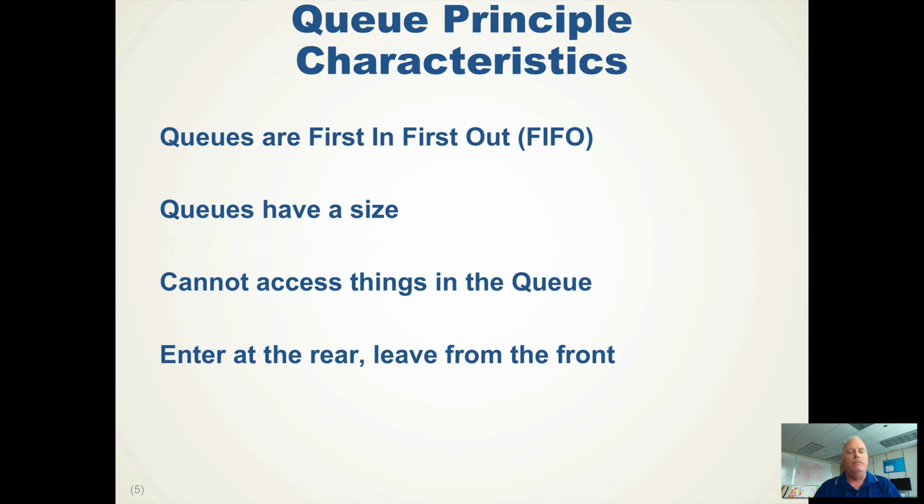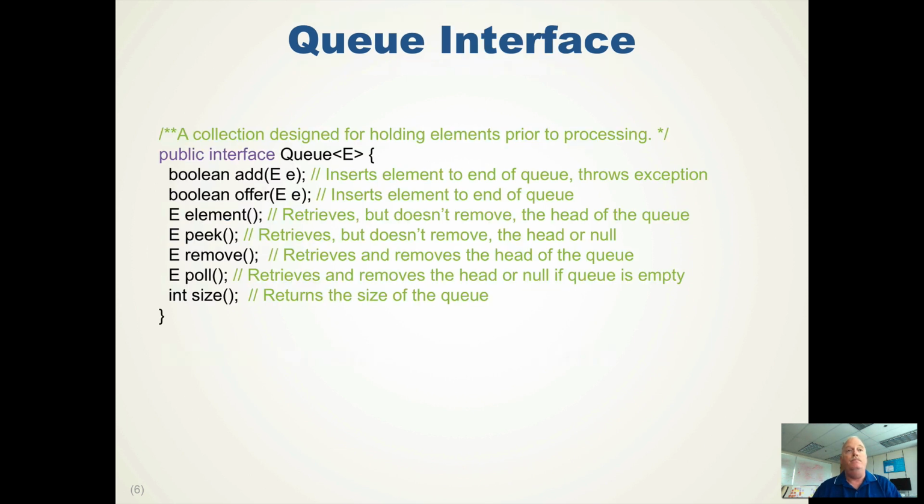Let's talk about the interface first. The public interface queue, we have two methods for adding things to the rear of the queue, two methods for seeing what's at the front of the queue, similar to a stack. You have the peek method, so you can see what's at the front without affecting it. And we have two methods for removing something from the queue. The reason we have these two methods is that one of the methods throws an exception if there's a problem. The other one returns a special value.